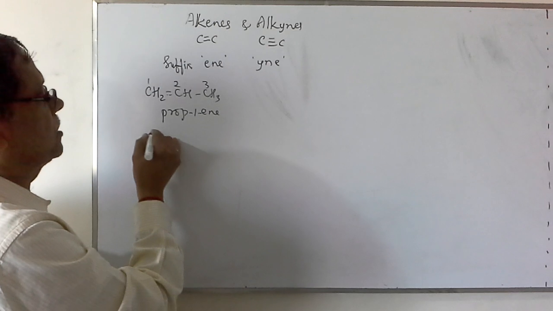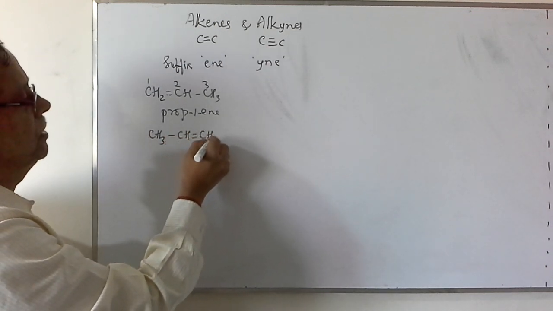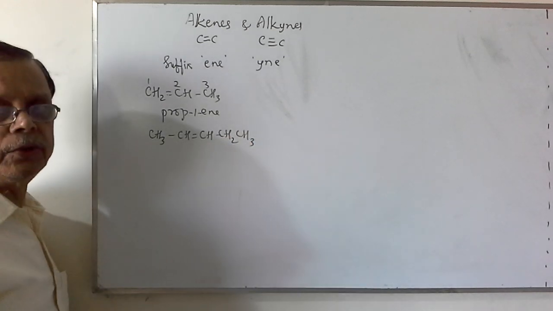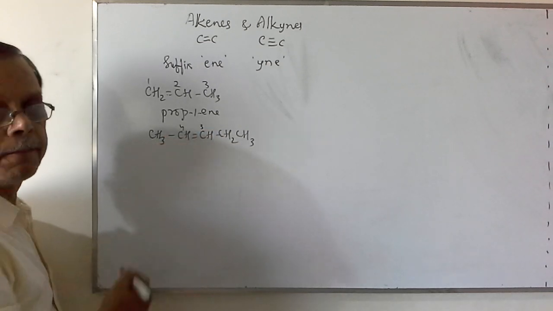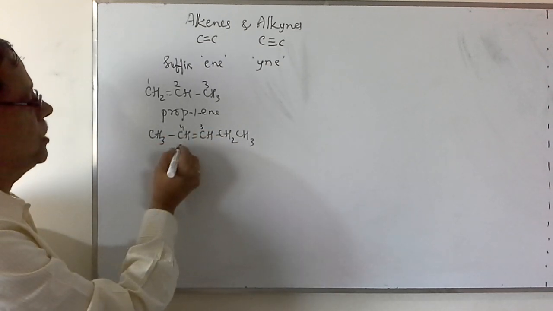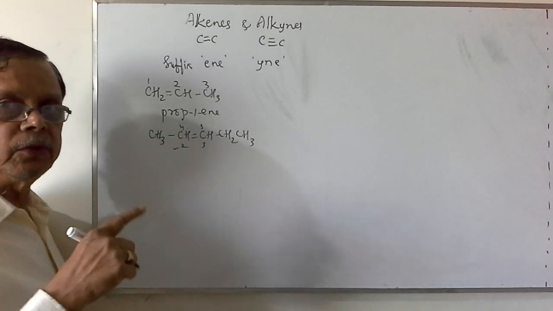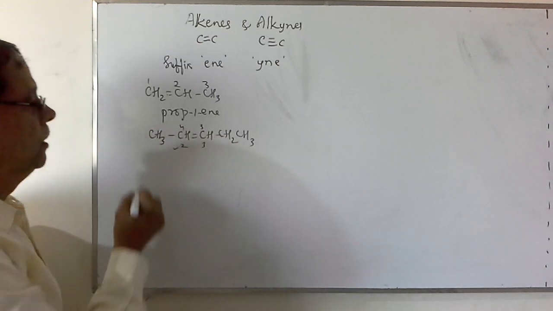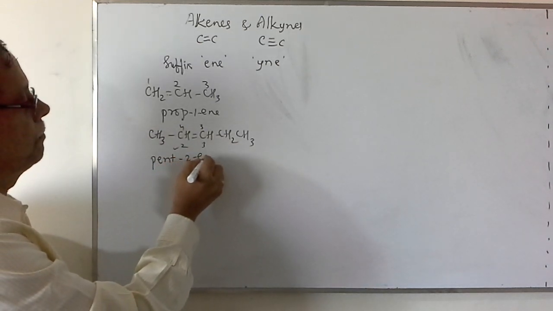Similarly, when you have this CH3-CH=CH-CH2-CH3, there are two chances to give the numbers. From the right side, if you give, it gives rise to 3 and 4. From the left side, it gives rise to 2 and 3. So this is preferred. You should give the least possible number to the carbon carrying the carbon-carbon double bond. Therefore, this is pent-2-ene.